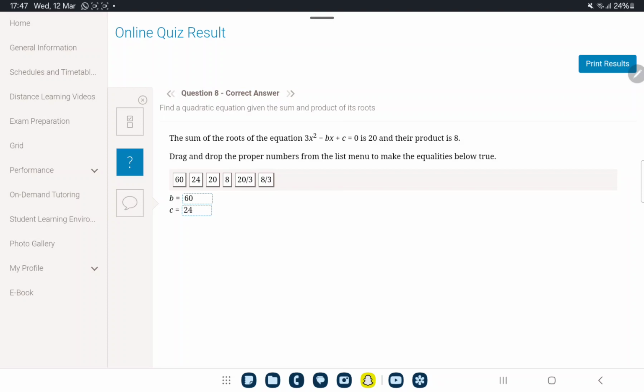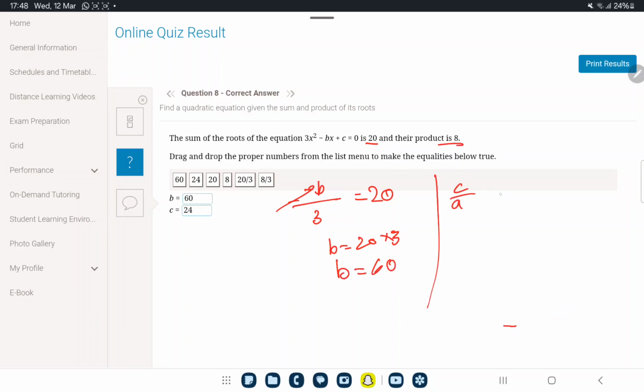Question 8. This is the same one as before, but here it is with options. The sum is 20, product is 8, minus b over a, so a is 3, equals 20, the sum. Cross multiply, the minuses cancel, so b equals 20 times 3, so b equals 60. And then we want c, so c over a equals 8, a is 3, cross multiply, c equals 8 times 3, so c equals 24.